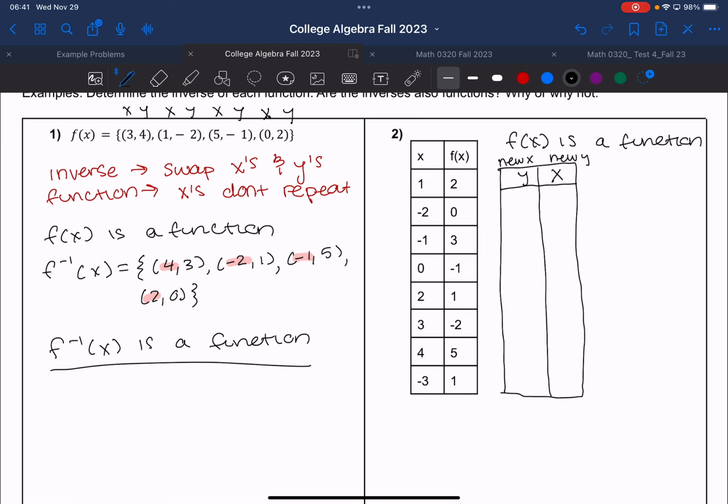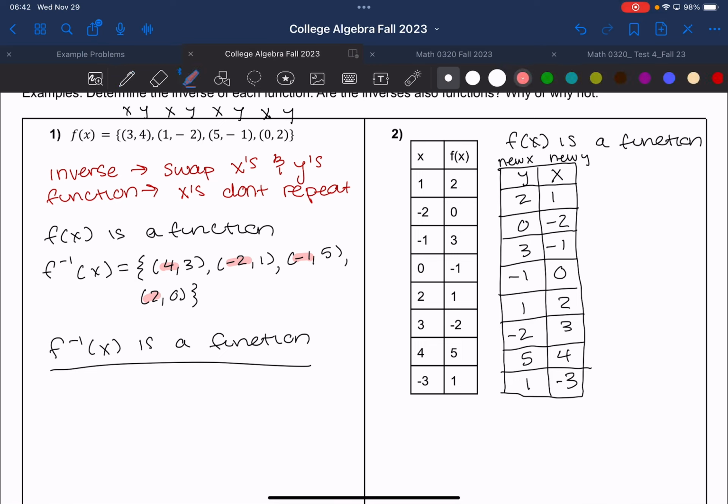So instead of 1, 2, you should have written 2, 1. And then 0, -2, we're swapping each of these values. 3, -1, -1, 0, 1, 2, -2, 3, 5, 4, and then lastly 1, -3. So this y value that we swapped from the original equations is our new x's. That first column is our new x's.